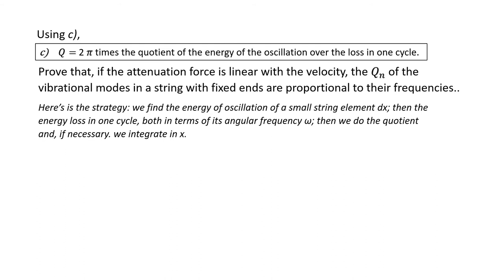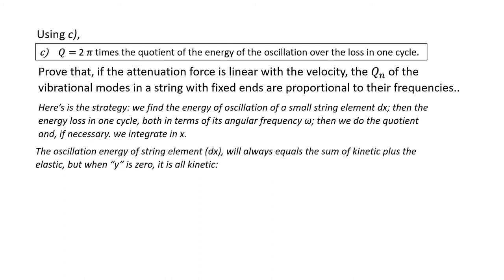Let's do the energy of oscillation of a string element dx. It always equals the sum of the kinetic plus the elastic, but when y is zero, the velocity is the maximum and all the energy is kinetic. That is, one half of the product of its mass by the maximum velocity squared. There. But the velocity is the time derivative of y. We can use y as a solution to the wave equation of the string with fixed ends.